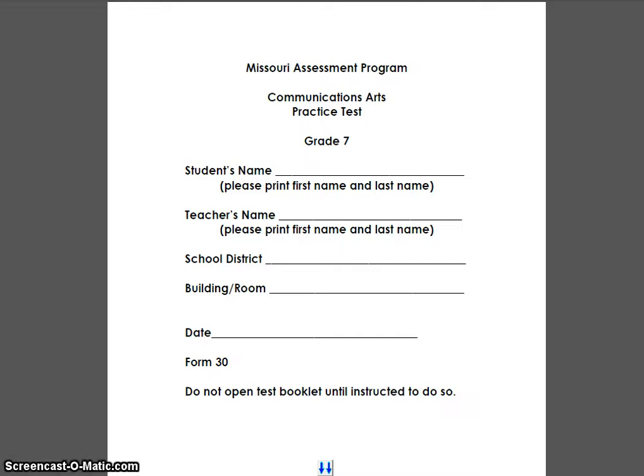As we go through this tutorial, you should have your Communication Arts practice test packet in front of you, and what I'm expecting you to do is go through step by step with me. The things that I mark, I want you to mark. The things I circle, I want you to circle, so forth and so on. We're not actually going to be taking the test through this tutorial, but I'm going to give you a lot of tips and things that I want to make sure that you are using.